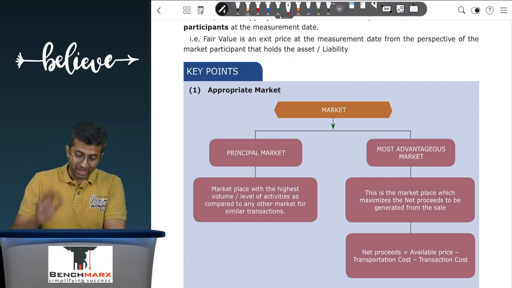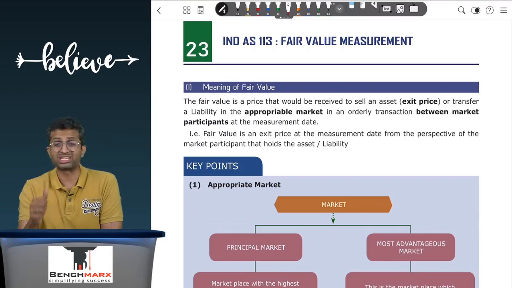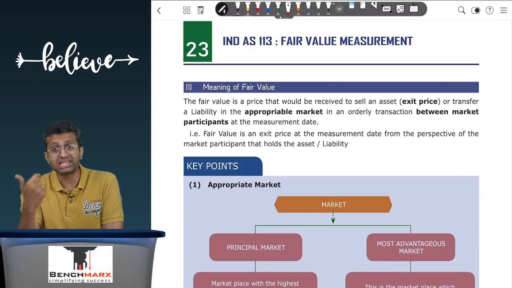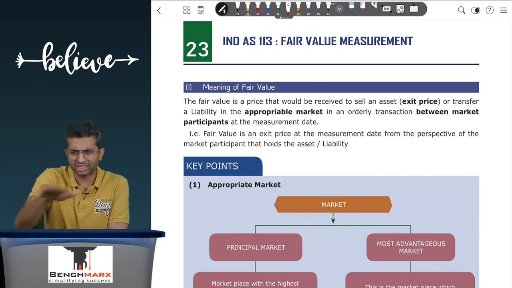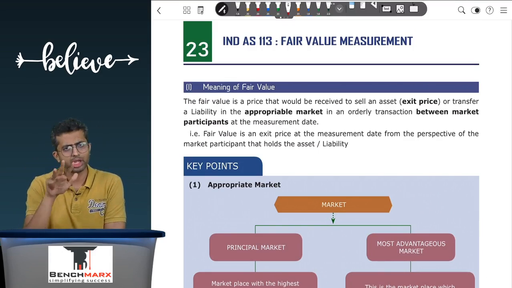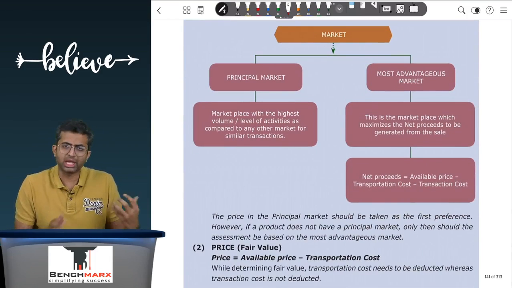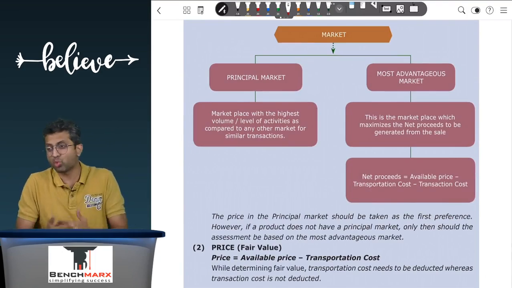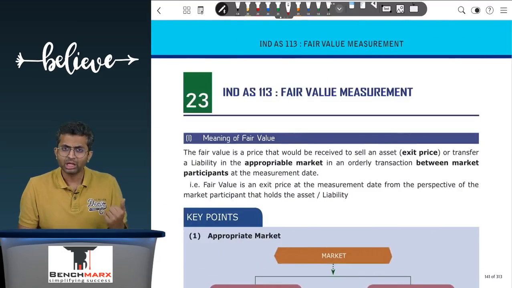So what are the 5 things that we need to remember when we look at the fair value? Fair value in simple terms is the exit price that is market participant specific in the appropriate market in an orderly transaction at the measurement date. So over here we have explained at length what the appropriate market is, what we mean by market participants, orderly transactions, etc.